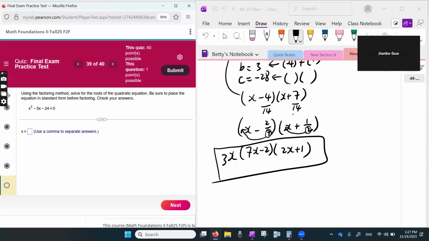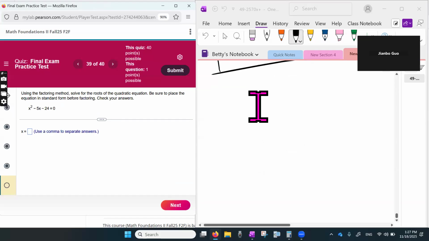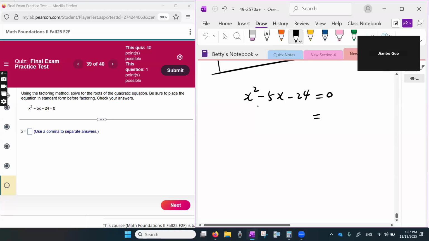Number 39, solving equation. We covered two methods, right? Quadratic formula and solving by factoring. Both methods require the right side be 0. And in this equation, the right side is already 0. I think we can easily factor the left side. We can get it done here.